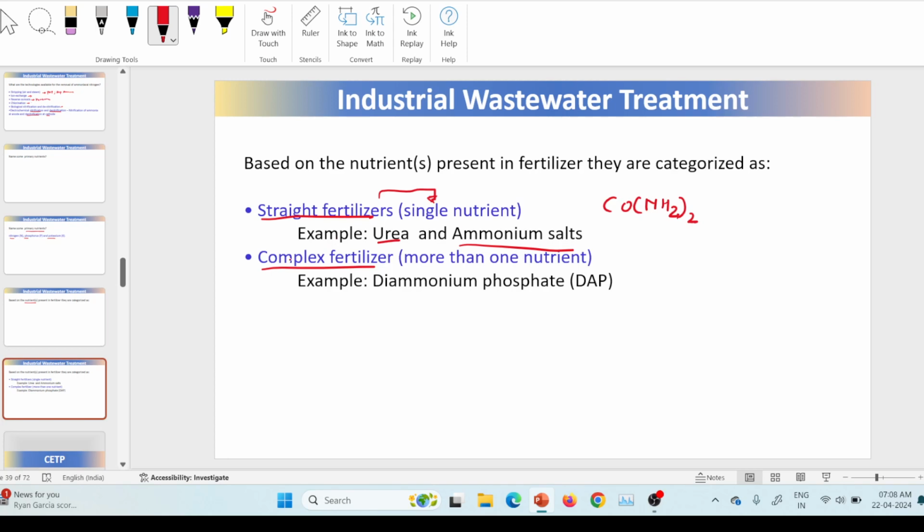But if we see a complex fertilizer, it consists of more than one nutrient, for example diammonium phosphate. It will contain both nitrogen and phosphorus. So complex fertilizers are those which consist of more than one nutrient.